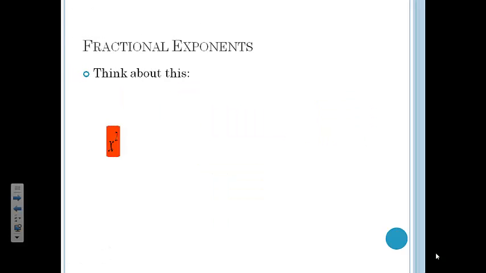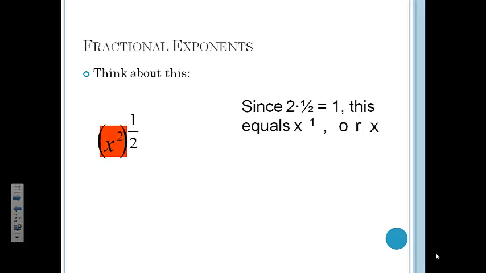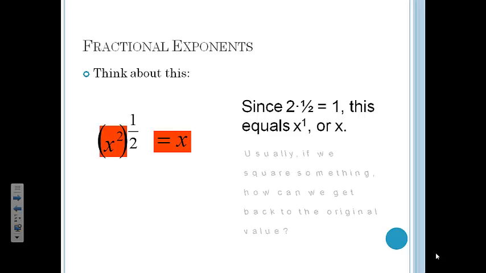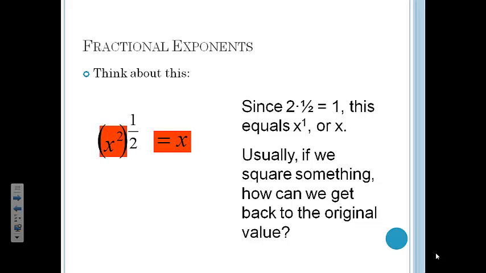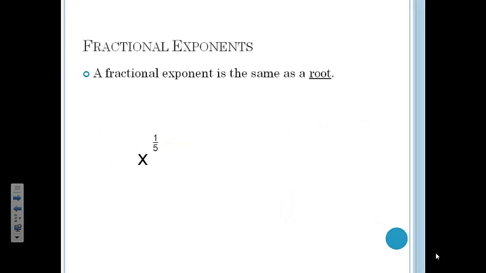Now we get to fractional exponents. So think about this. X squared, raised to the 1/2. Since 2 times 1/2 is 1, that means this is equal to x to the 1st, or x. All right, so see that rule. Usually, if we square something, how can we get back to the original value? Well, we do the opposite. It's the same as a root. So x to the 1/5 would be the same as, the x goes over there, the 5 goes around in a circle, and there it lands. It's the fifth power, fifth root. So it's the same as a root.